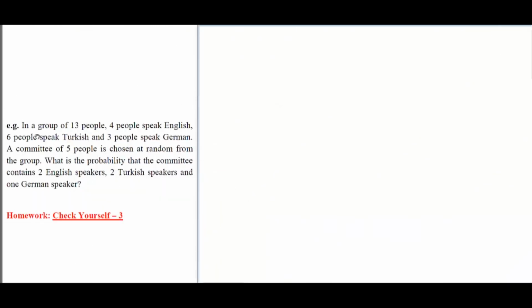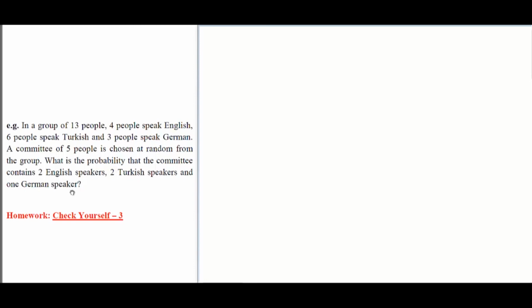And the last example: in a group of 13 people, 4 people speak English, 6 people speak Turkish, and 3 people speak German. A committee of 5 people is chosen at random from the group. It means from 13 people, we choose 5 of them. So the number of samples is a combination of 5 from 13. What's the probability that the committee contains 2 English speakers, 2 Turkish speakers, and 1 German speaker?